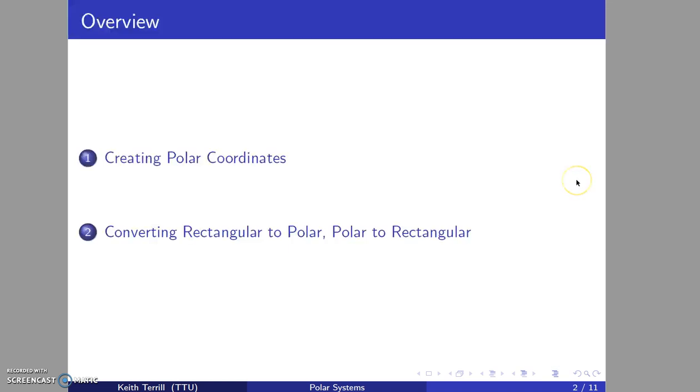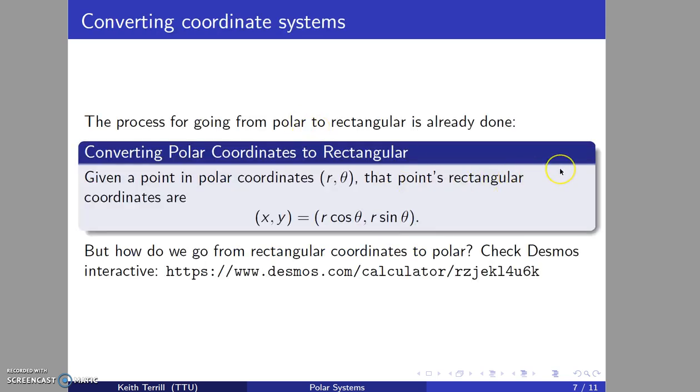Well, what we need to do now is not just make them, not just plot them, but also go from rectangular coordinates to polar coordinates, and from polar coordinates back to rectangular. So let's jump right in. The first bit's actually pretty easy. If you have something in polar coordinates, (r, θ), then getting it back in rectangular is pretty straightforward.